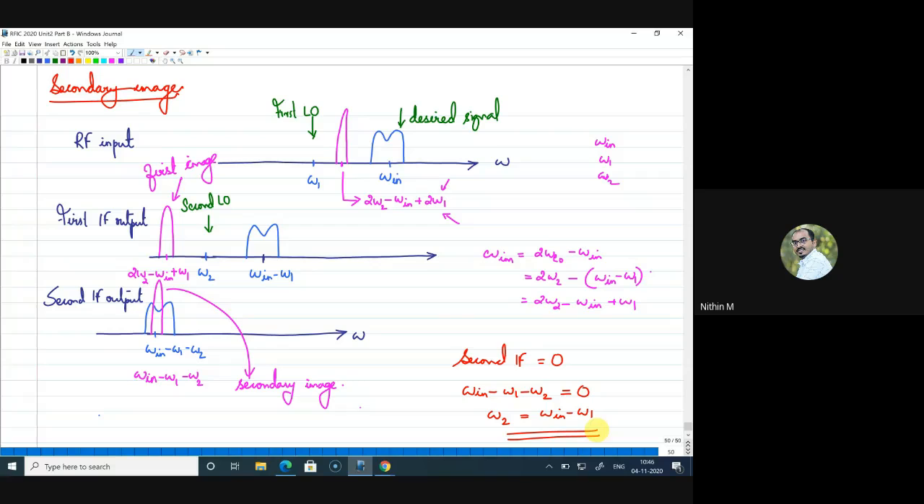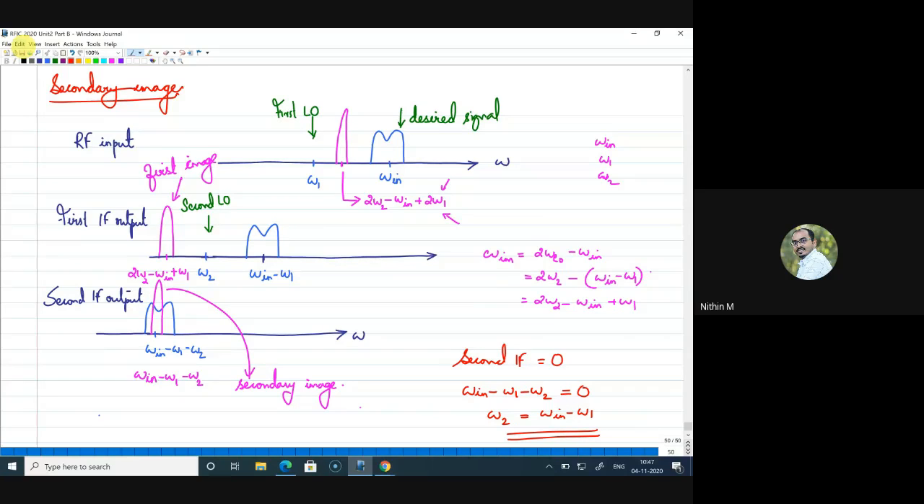That means if the second mixer has a local oscillator whose value is equal to ωin minus ω1, then mixing of that local oscillator and the first IF output will be directly going to the baseband, right? Since these two are equal, this will be directly going to the baseband, and thereby we can actually eliminate the image component there. All right, I hope that is clear.